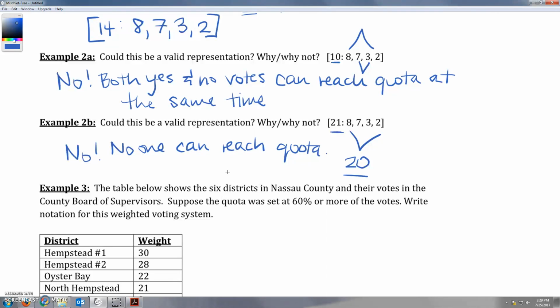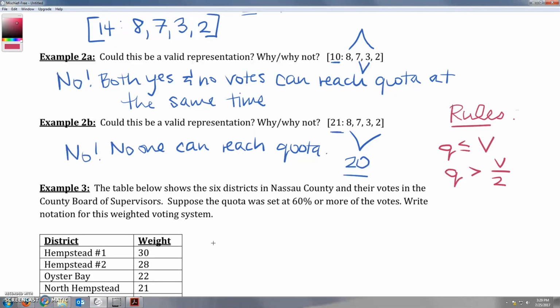So we are going to set some rules for the quota. And those rules are that the quota has to be less than or equal to V, the total number of votes, and the quota has to be at least a majority. So it has to be bigger than half the number of votes.